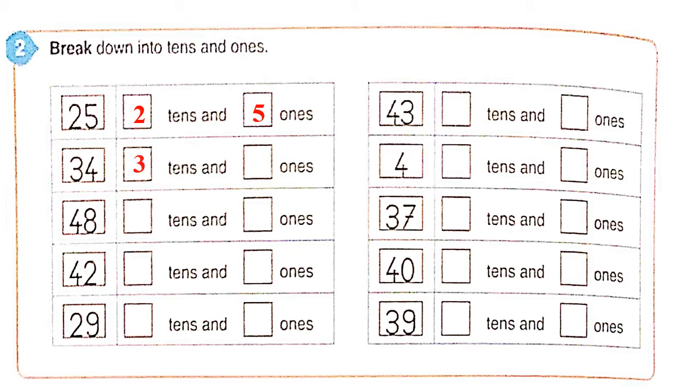34, we have 3 as tens and 4 as ones. 48, the number of tens is the digit to the left, which is 4, and the number of ones is the right digit in 48, so 8. 42, we have 4 tens and 2 ones, of course. 29 has 2 tens and 9 ones.